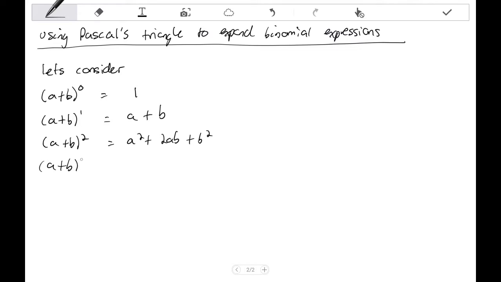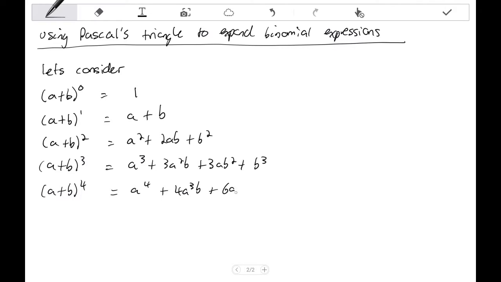Let's look at a couple more. A plus b cubed, which would be a cubed plus 3a squared b plus 3ab squared plus b cubed. And let's look at one more. If we expanded this one, we would get a to the 4 plus 4a cubed b plus 6a squared b squared plus 4ab cubed plus b to the 4.